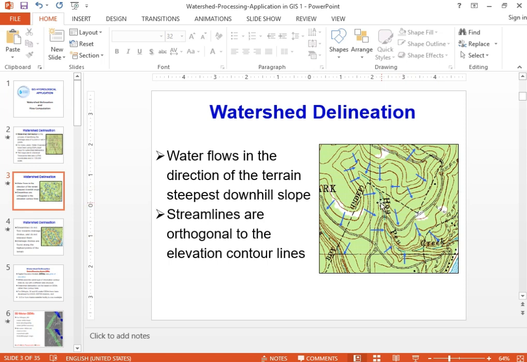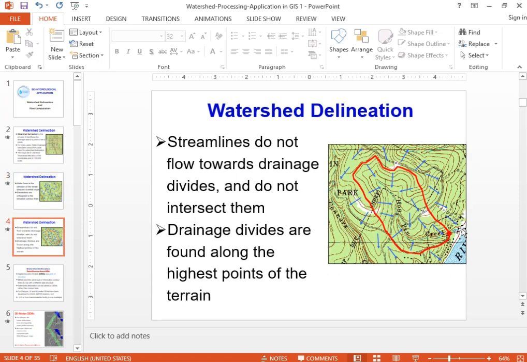If you observe this map, this area is a river, or rather it looks like a gorge area, so the flow of water is towards this. These streamlines do not flow towards the drainage divide and do not intersect it. The drainage divides are found along the highest points of the terrain. For instance, this red color is the drainage divide of this watershed, and this point is the outlet of the watershed, as marked on the map.